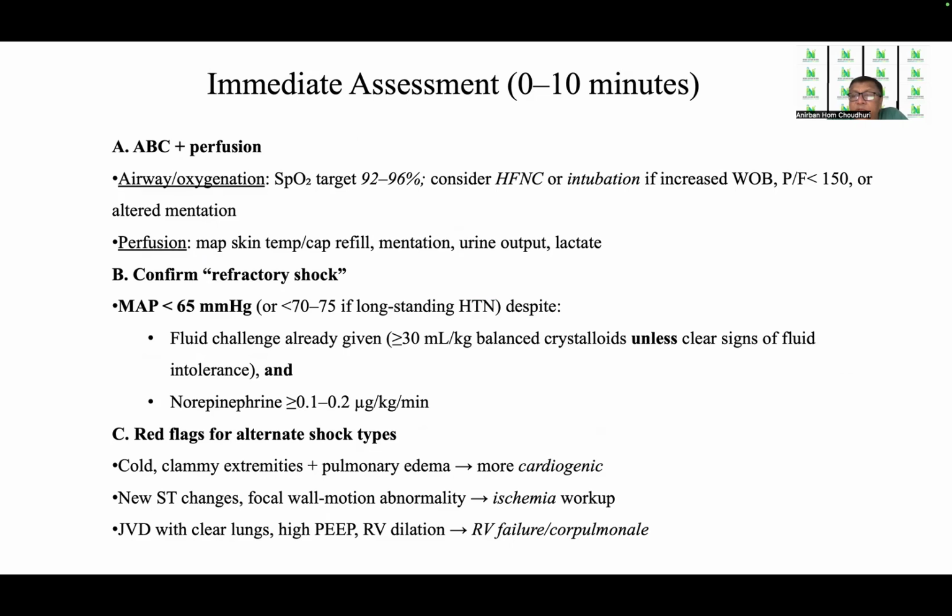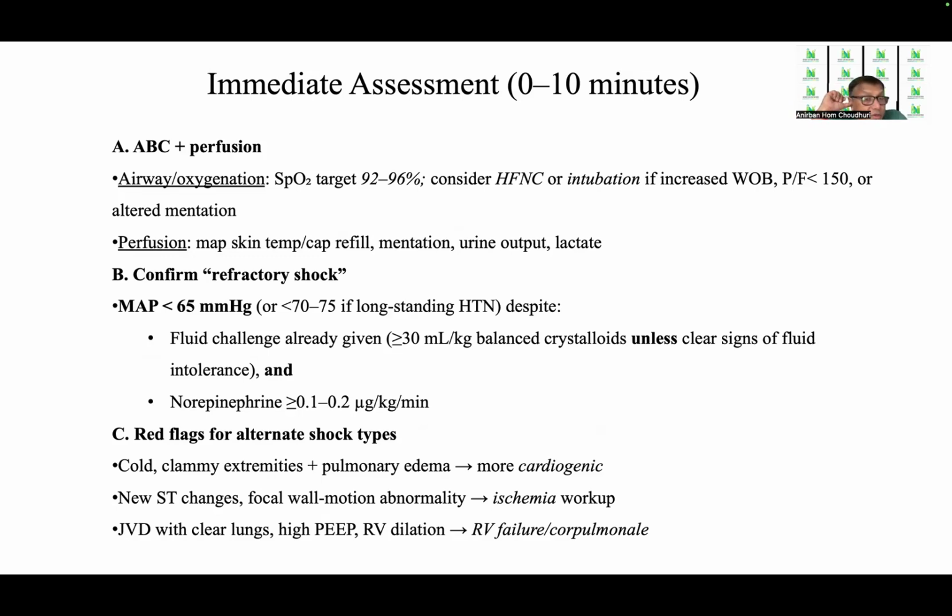So first, as usual, in all these patients, we have to go for an immediate assessment, which should not take more than 10 minutes. The first thing is to look for ABC and perfusion. For airway or oxygenation, we set an SpO2 target of 92 to 96%. Consider HFNC or intubation if there is increased work of breathing, reduced PF ratio, or altered ventilation.